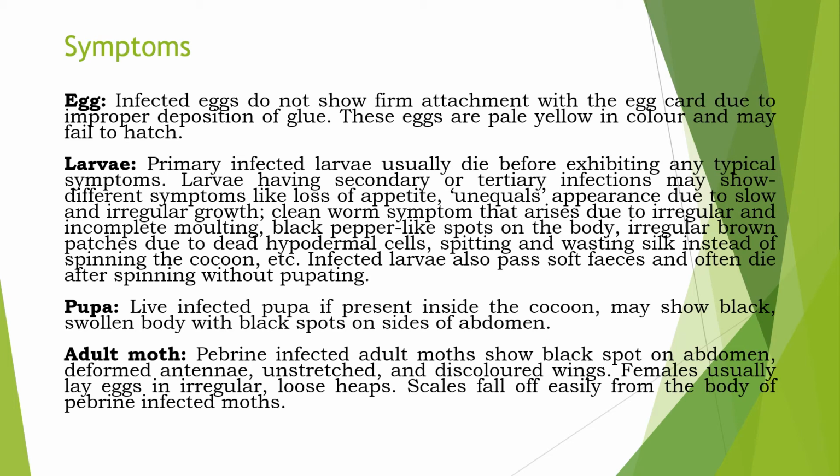Pebrine affected moth. Irregular, decolorized patches are seen on the body and wings. Scales fall off easily. Black spots may be seen on the abdomen. Deformed antennae, unstretched and deformed wings, low fecundity. Eggs are laid in irregular heaps.